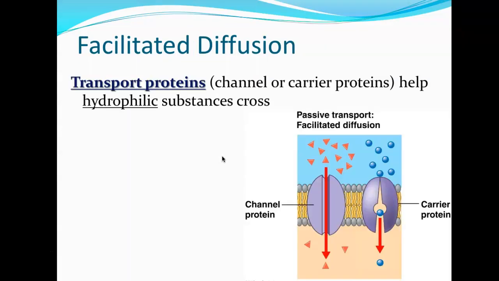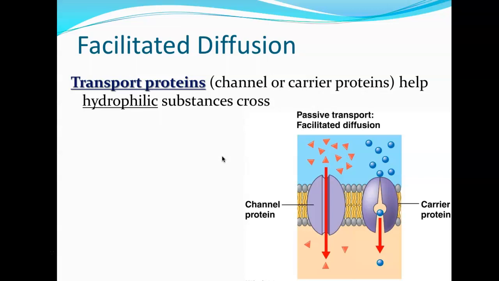All right, let's talk about, we're going to start on page 58. Facilitated diffusion. So remember I said there's two types of passive transport. Passive transport meaning no energy is required. The first type is just simple diffusion across the cell membrane. Osmosis is a type of simple diffusion across the cell membrane. Carbon dioxide moving from high to low concentration across the cell membrane is simple diffusion.